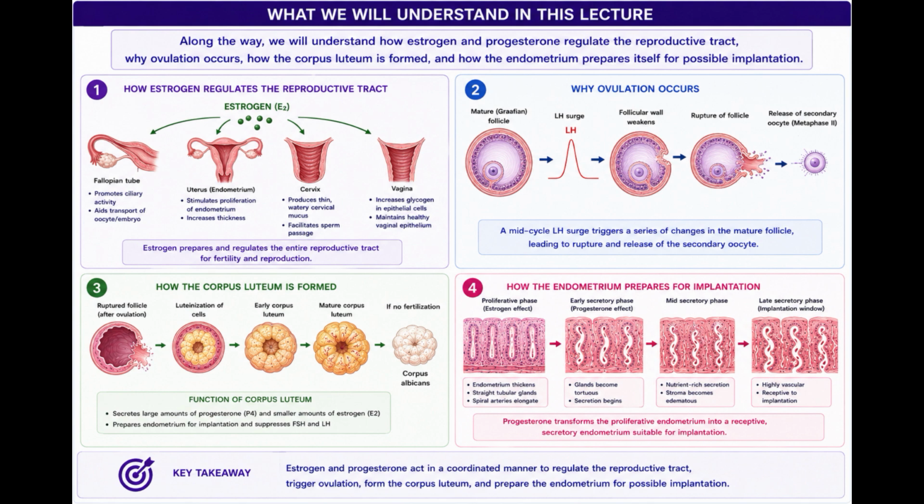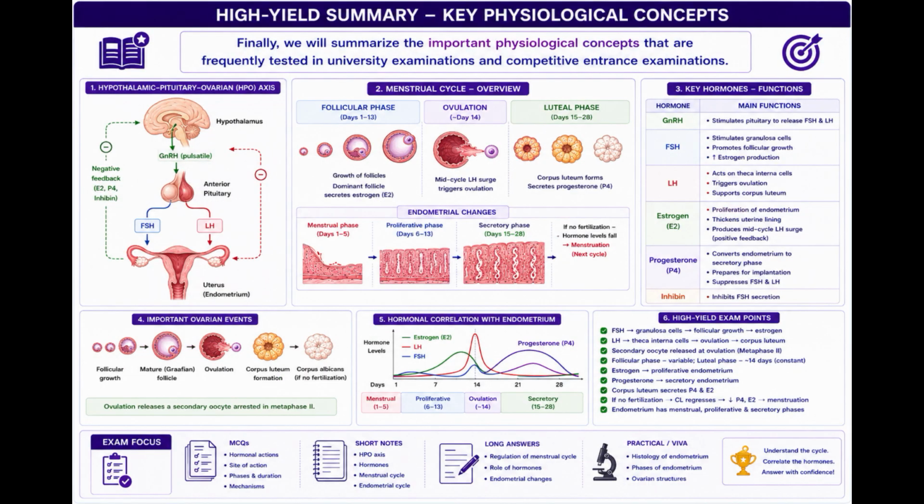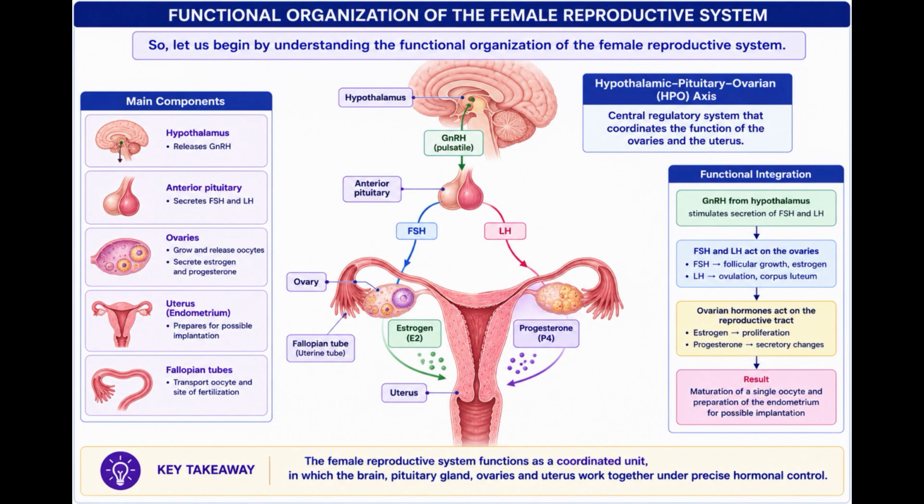Along the way, we will understand how estrogen and progesterone regulate the reproductive tract, why ovulation occurs, how the corpus luteum is formed, and how the endometrium prepares itself for possible implantation. Finally, we will summarize the important physiological concepts that are frequently tested in university examinations and competitive entrance examinations. So, let us begin by understanding the functional organization of the female reproductive system.